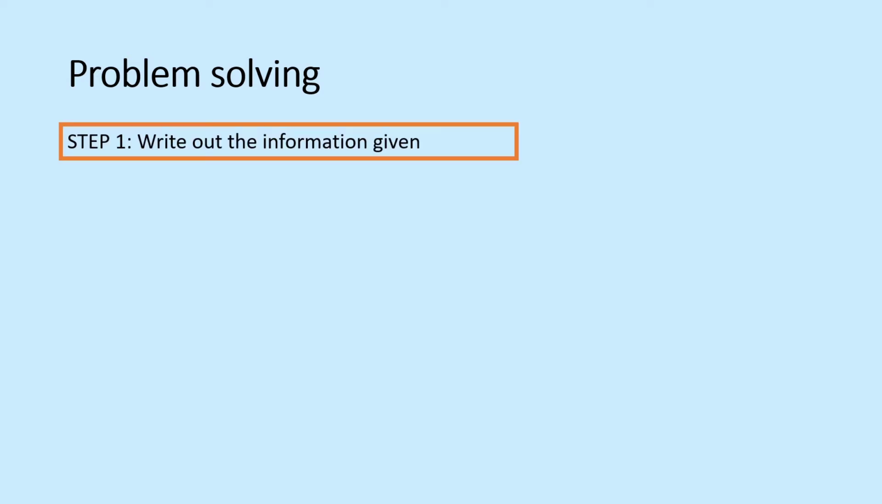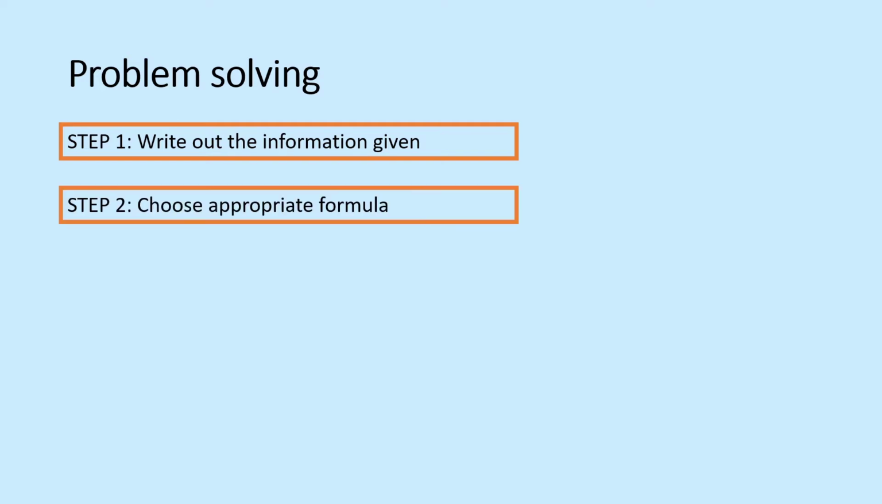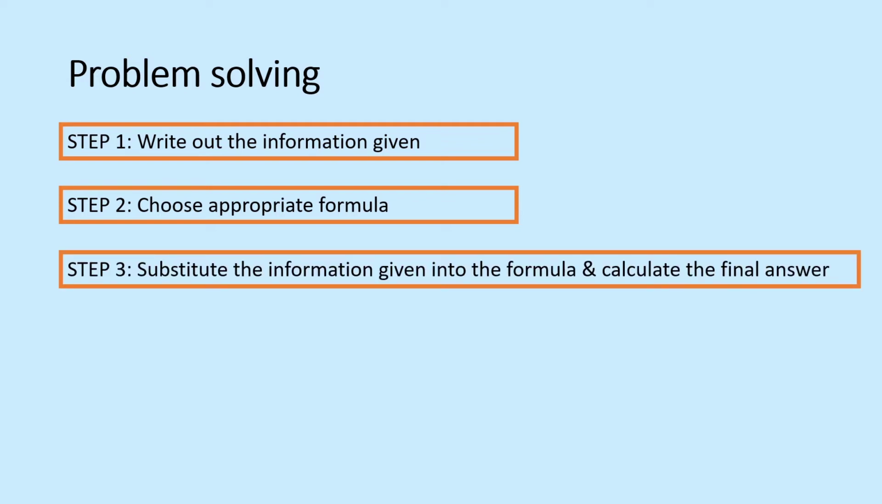To solve calculation questions related to integrated rate law equations, basically there are three steps to follow through. Step number one is to write out the information given by the questions. Step number two is to choose an appropriate formula based on the order of the reaction given. Step number three, you just need to substitute the information given in step number one into the formula in step number two and calculate the final answer.